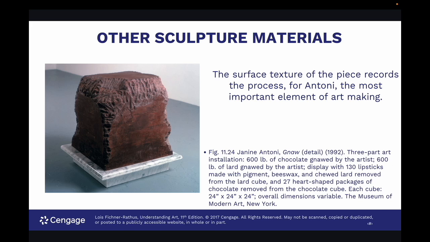And once again, we come back to Janine Antoni's Gnaw sculpture, which is a 1,600-pound piece of chocolate that she gnawed. And I think the rest of this exhibit also has some other materials like beeswax and lard. And I think that it's worth mentioning that the textures that she creates on her sculptures record the process, and that's the most important element of art making for this artist, which is a little different from some of the other sculptural techniques that we've seen.